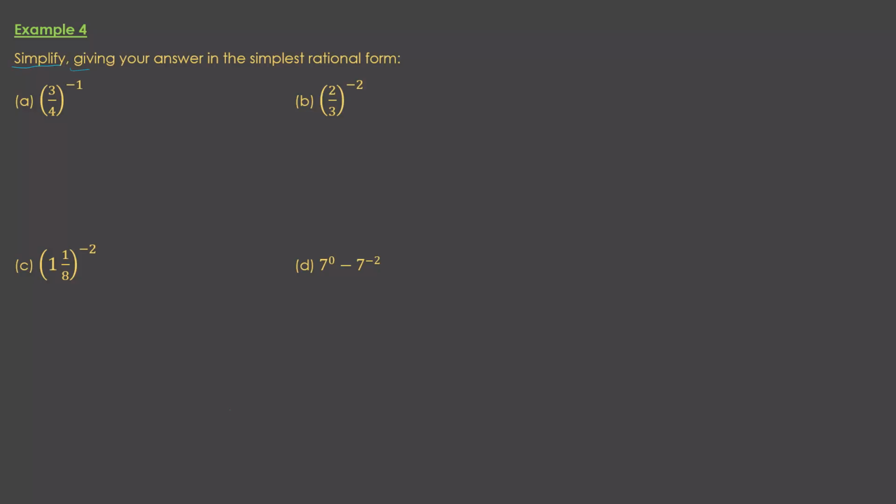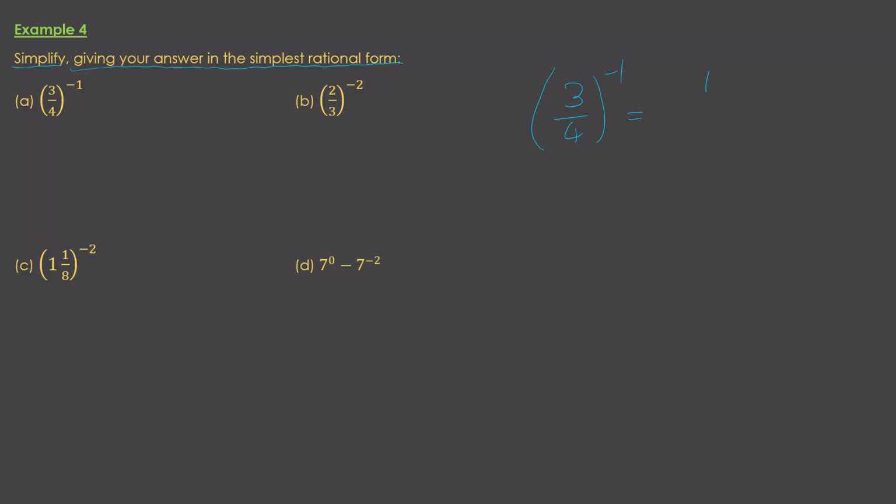Simplify, giving your answer in the simplest rational form. Now with the first one, 3/4 to the -1, I'm just going to spend a little bit of time looking at what happens with a fraction and a negative index.